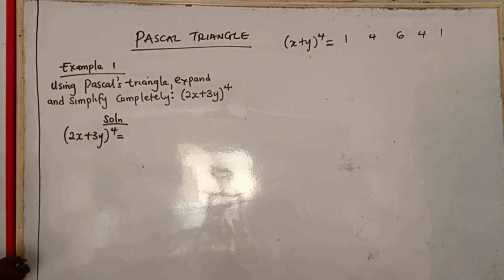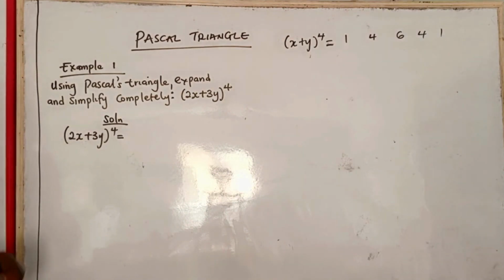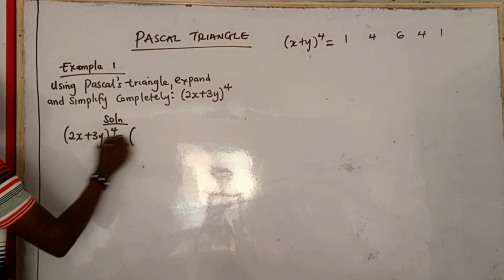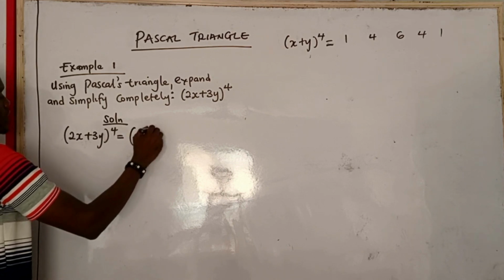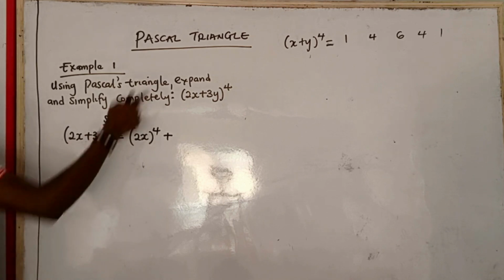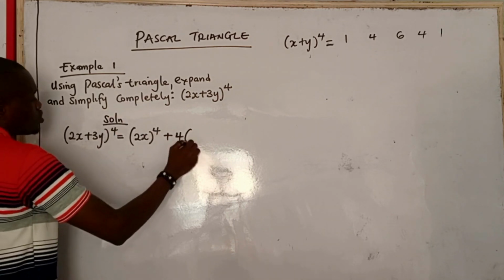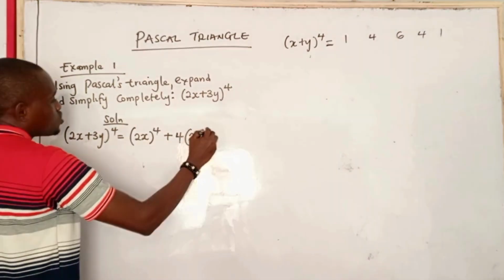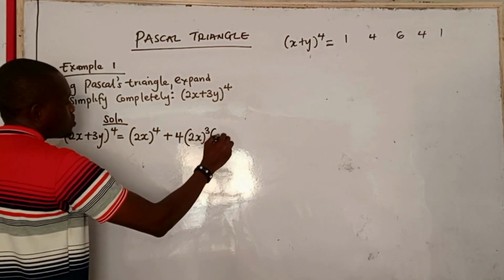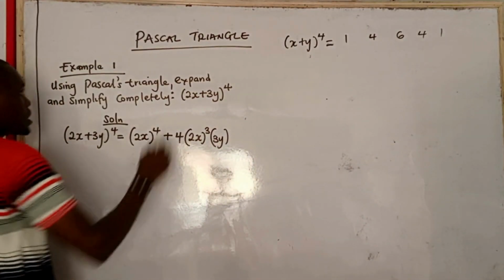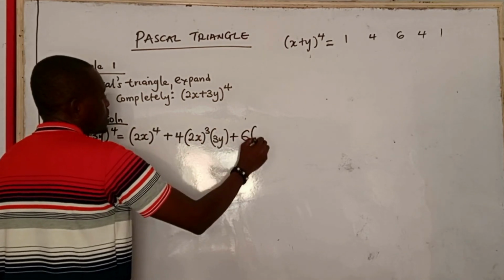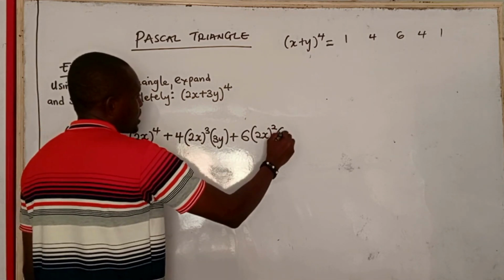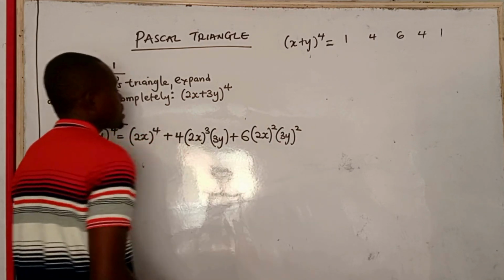Remember, we said that the power of x is reducing, while that of y is increasing. So our first coefficient there is 1. That means we are going to have this as (2x) to the power of 4. Then plus, the next coefficient is 4. Now the power of x here is 4, so that means it will reduce to 3. Then the power of y will now increase by 1. Then the next coefficient is 6. Then the power of x will also reduce by 1, and that of y will also increase by 1.